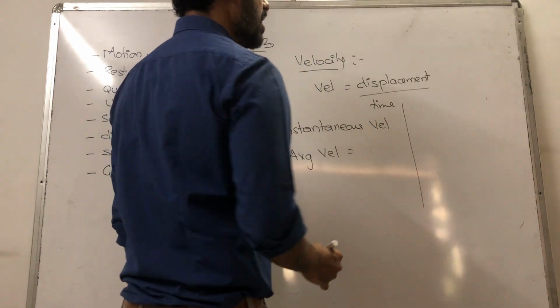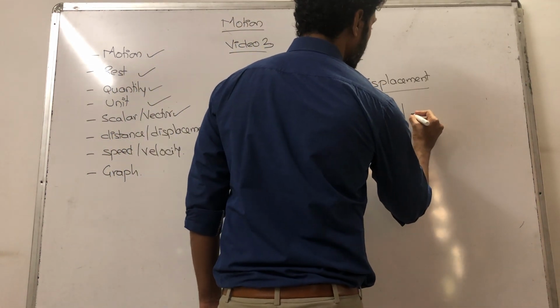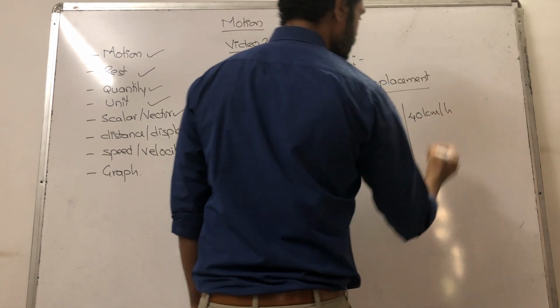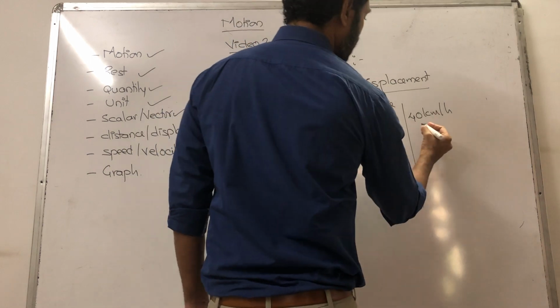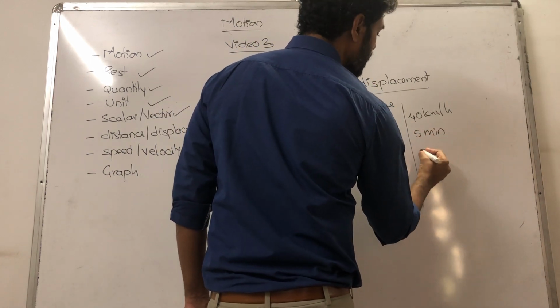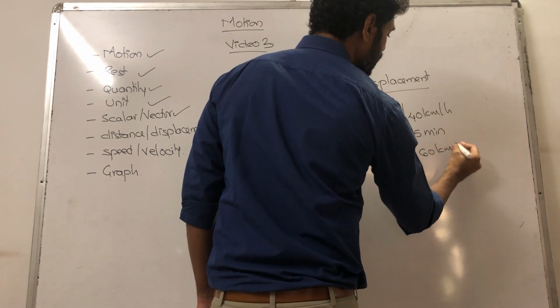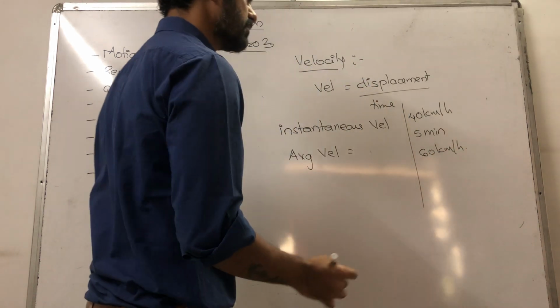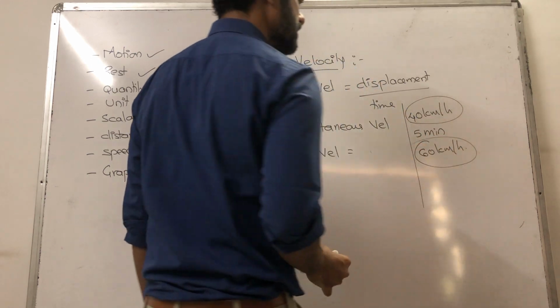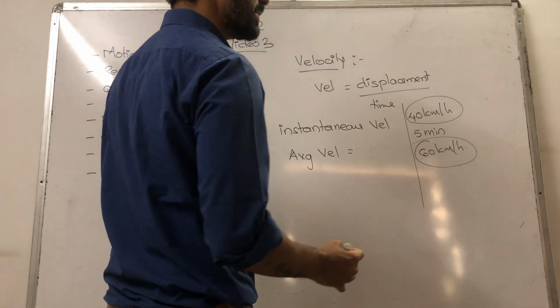Let's say a car is traveling at a speed of 40 km per hour. After 5 minutes, its speed becomes 60 km per hour. So this was the initial velocity and this is the final velocity. This will help you in numericals.